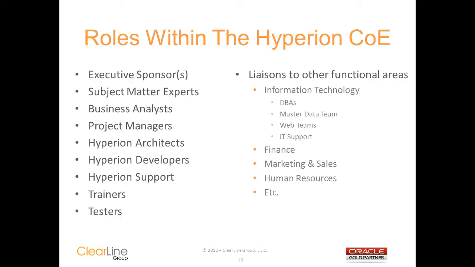Those tasks will need to be completed by a variety of people within the CoE, and there will also need to be coordination with other functional areas. Some of the key roles in the CoE are going to be the executive sponsors and the subject matter experts, but you're also going to have other people working within the CoE, such as business analysts, project managers, a variety of Hyperion architects, developers, and support staff, along with trainers and testers.